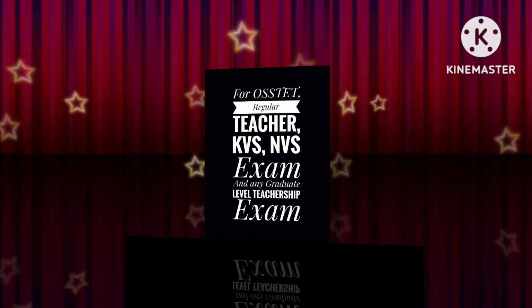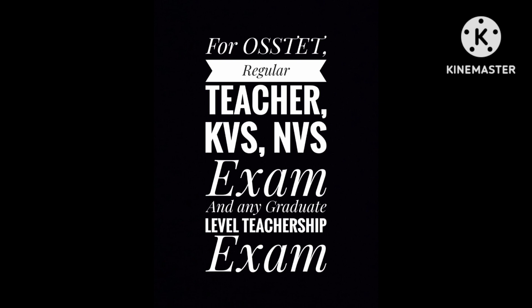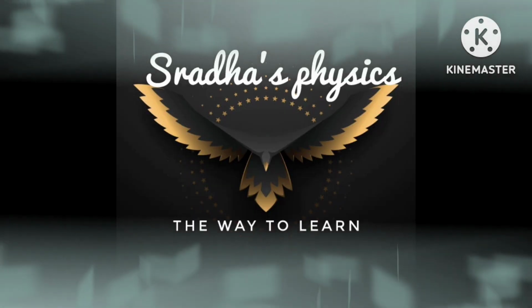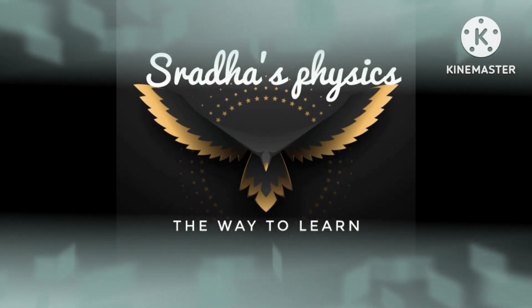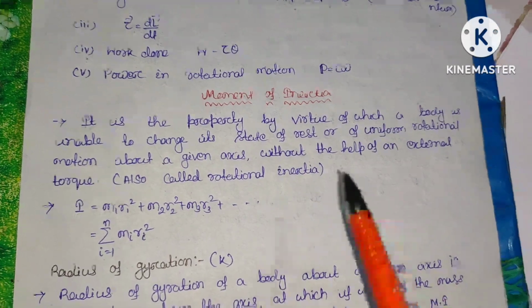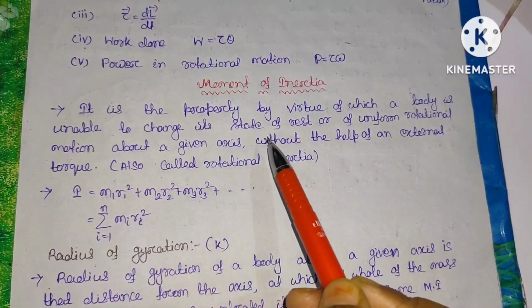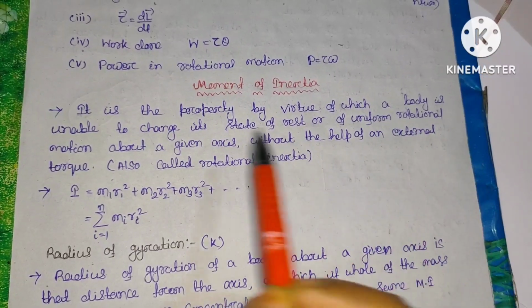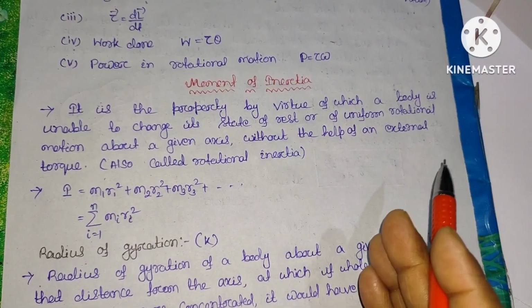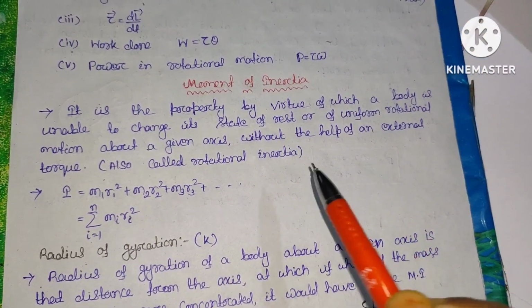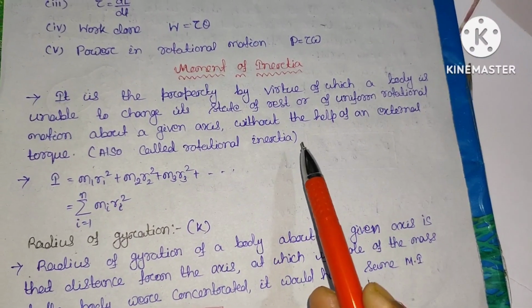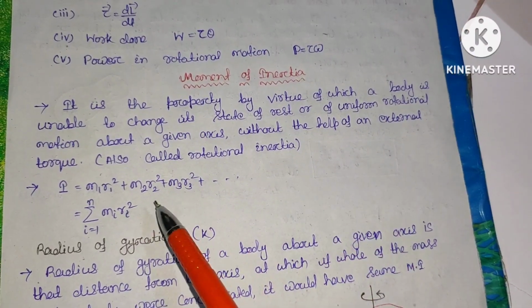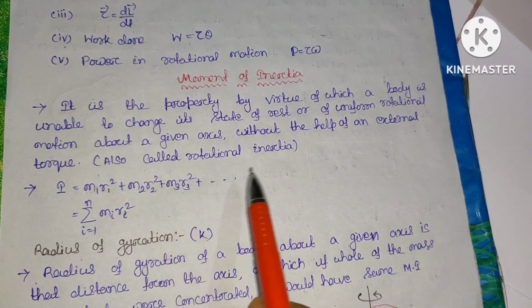This video is specially for the aspirants who are preparing for OSSTD, KVS, NVS, regular teacher or any graduate level teacher exam. Topic is moment of inertia. It is the property by virtue of which a body is unable to change its state of rest or of uniform rotational motion about a given axis without the help of an external torque. Also it is called the rotational inertia.